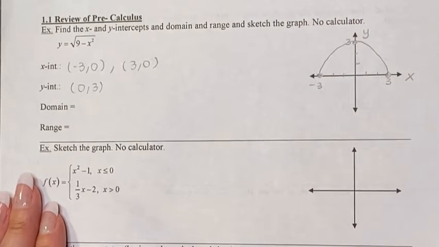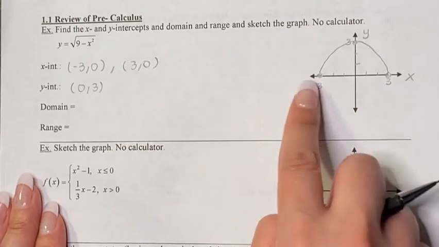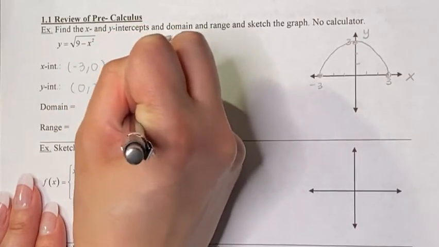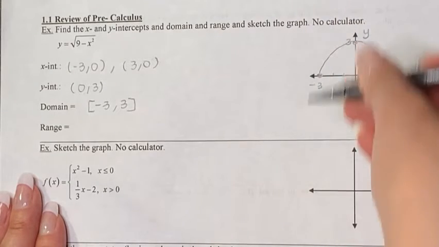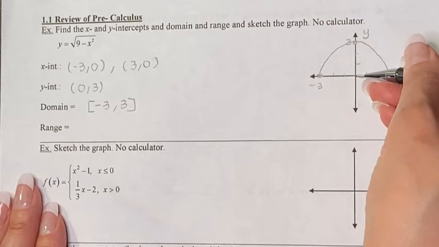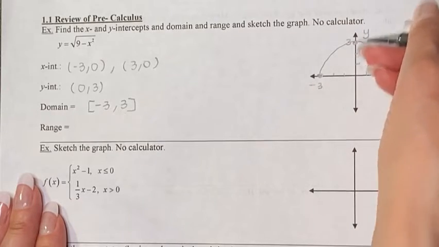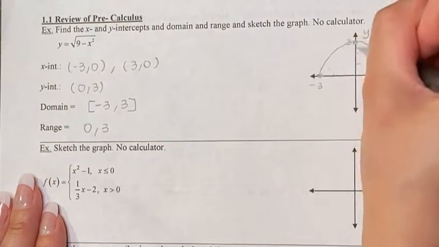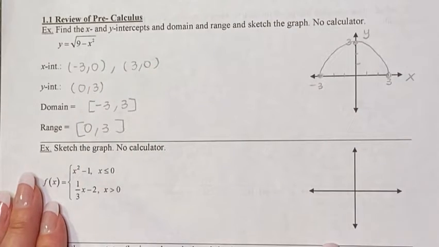Now remember, the domain is going to be from left to right. I usually use interval notation. It's going to be from negative 3 to 3. And then similarly, the range goes from bottom to top. You know that it starts here and it ends here, so clearly with respect to y, this is going to be 0 and this is 3. So it's from 0 to 3, and you are including the 0 and the 3. So it looks like this in interval notation, and that's it for this example.